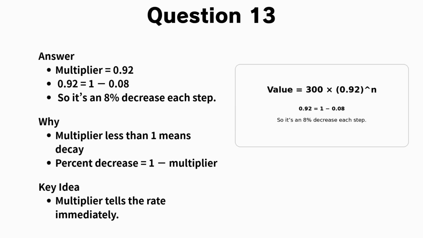This interpretation works for any exponential model. If the multiplier is greater than 1, the percent change is growth. If the multiplier is less than 1, the percent change is decay. And the amount of change is always 1 minus the multiplier. Key idea: you don't need to compute values to understand the rate. The multiplier tells you the percent change immediately. That completes question 13.